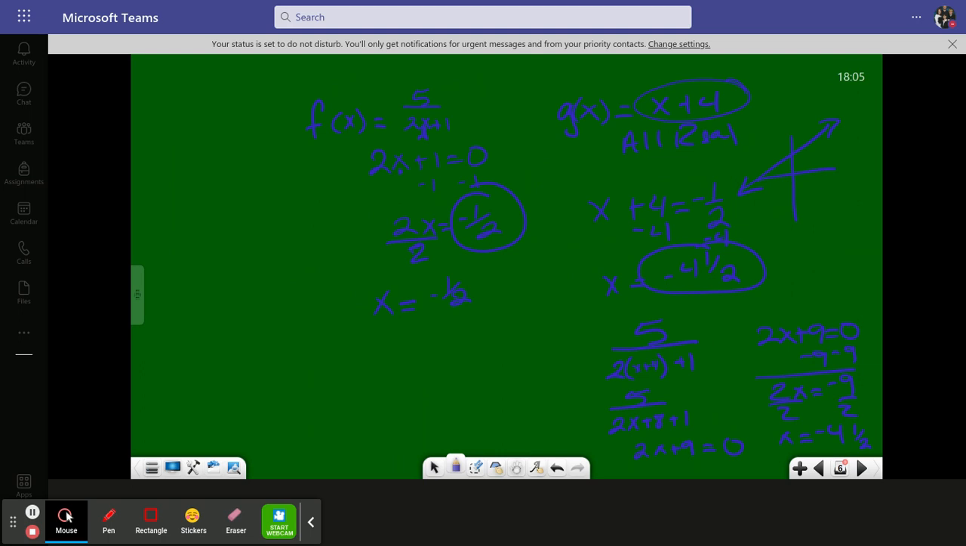Yes? Is the negative 4.5 the answer? Yes. Okay, I thought there was another step after that. The domain is such that x cannot equal a negative 4.5.